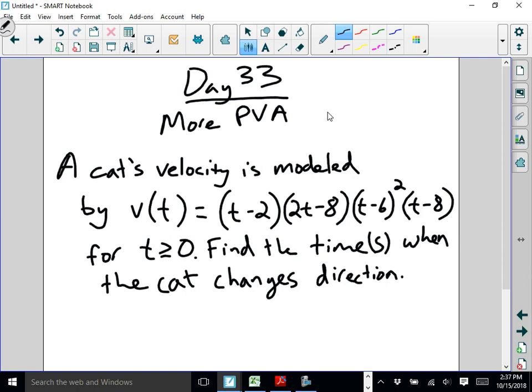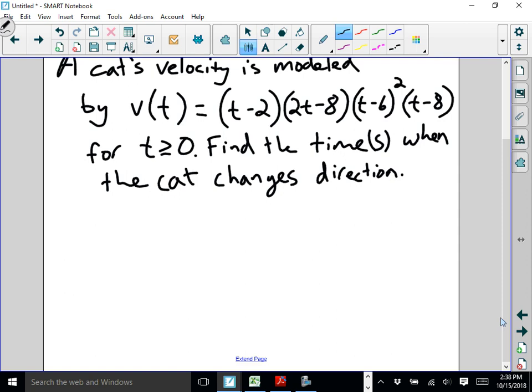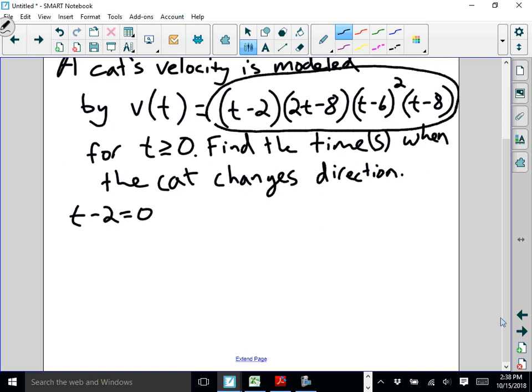So the first thing I want you to do is think about setting v of t equal to 0 here. What are we going to get for our candidates? Well, when I look at this equation, it's already factored, right? So you can set each factor equal to 0 to solve. So I'm going to set t minus 2 equal to 0. Again, we're setting this whole thing equal to 0, so we can set each part equal to 0.